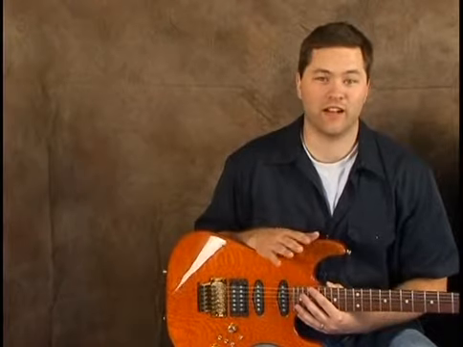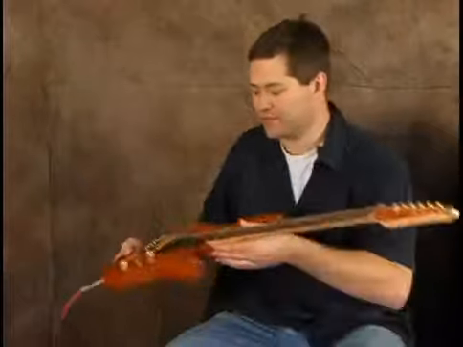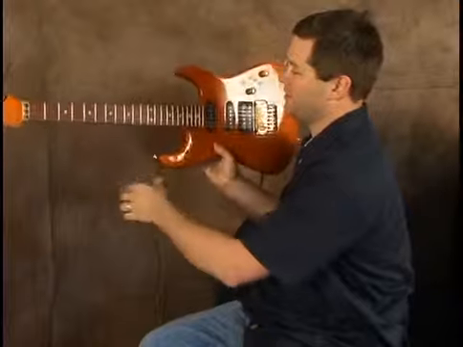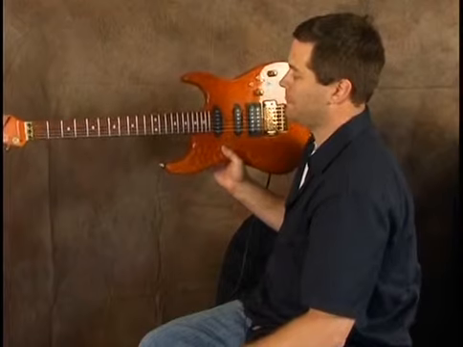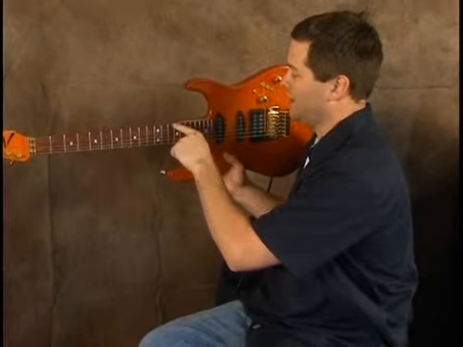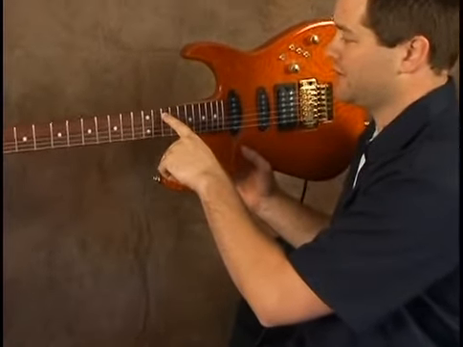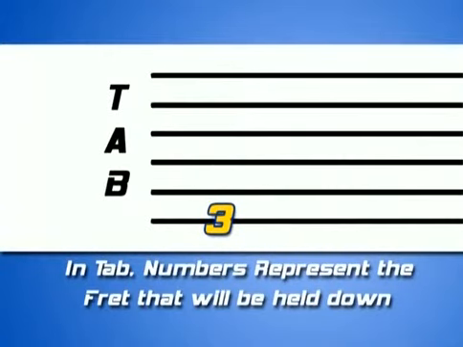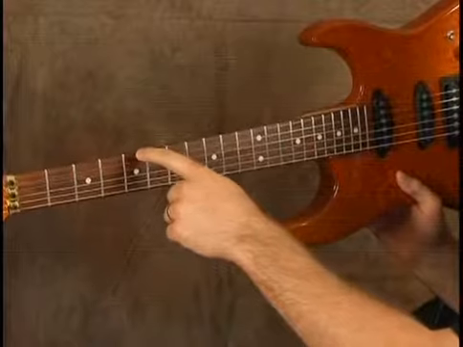The easiest way that I know how to explain tablature and how to read it is if you take your guitar and simply turn it like this, and imagine that this is your tablature staff that you're looking at. The top line represents the E string, or the 1st string, and then this represents the 2nd string, 3rd, 4th, 5th, and 6th. So if you see a 3 on the bottom line, you're going to fret 3 on the 6th string. If you see a 5 on the top line, you're going to fret here.